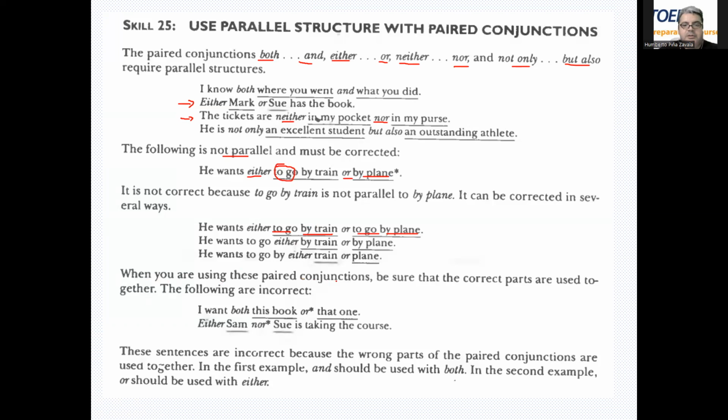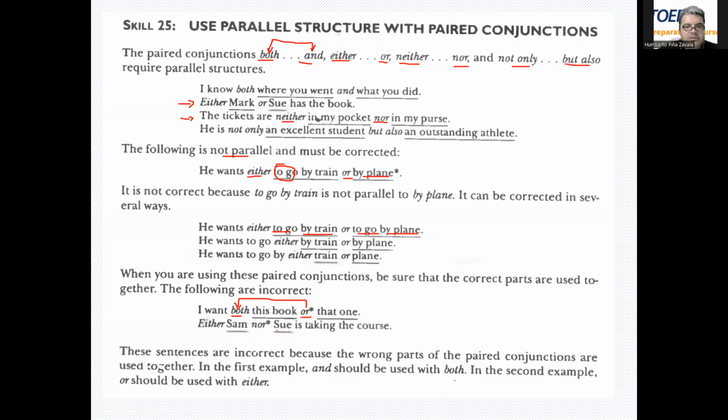When you're using these pair conjunctions, be sure that the correct parts are used together. For example, here's, I want both this book or that one. Or is not the pair for both. It's both this and that. Okay, so we are never going to mix and match. These pair conjunctions always go together. So it's both and, either or, neither nor, not only, but also.